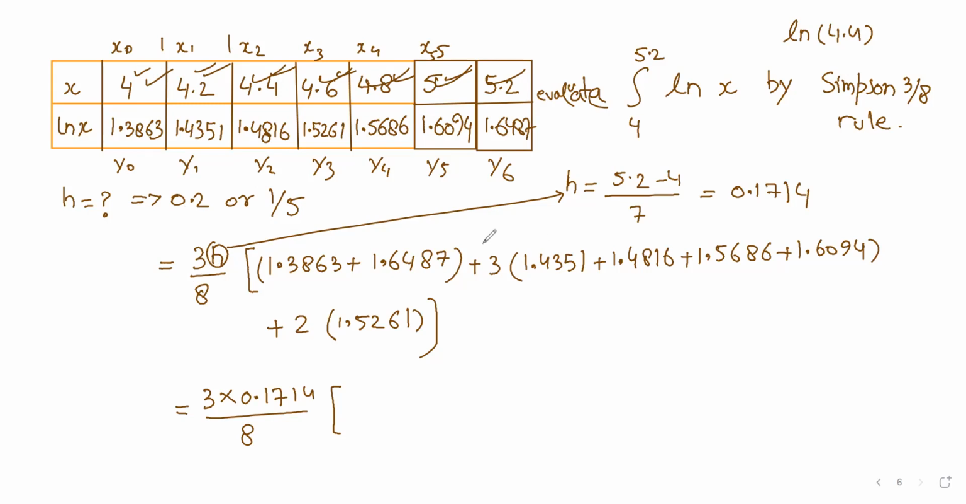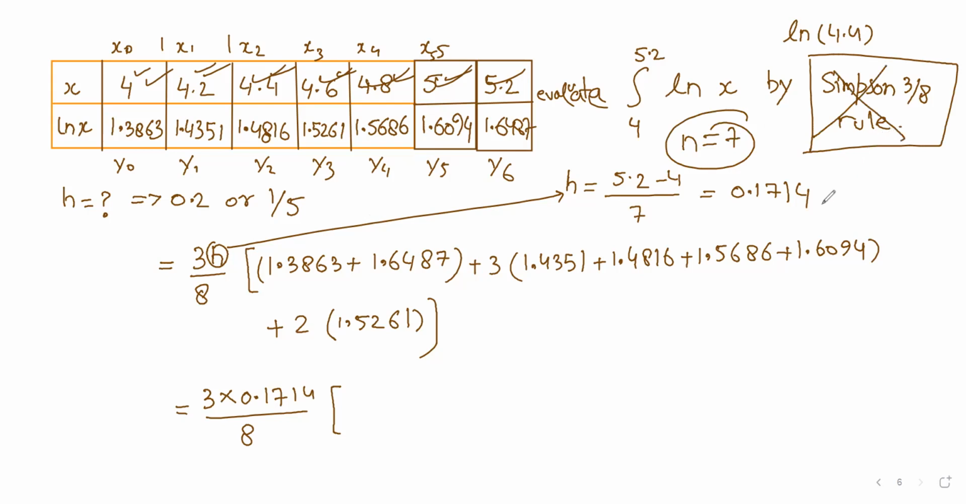In this one I believe that there is some error, because it should not be solved with the Simpson 3 by 8 rule. If n is equal to 7, we cannot solve it by Simpson 3 by 8 rule. But anyway, if it is given this way, I think there was an error in the book, or I don't know. I will check it again.